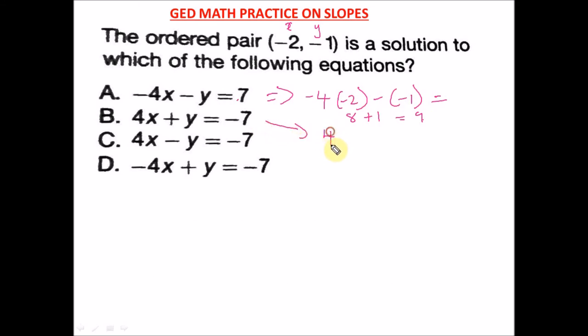We have a 4 bracket minus 2. Remember, x is minus 2. Then we have a positive. This is the equation. It has a positive here. So we have a positive. So our y is what? Minus 1 bracket. So let's see what this would give us.